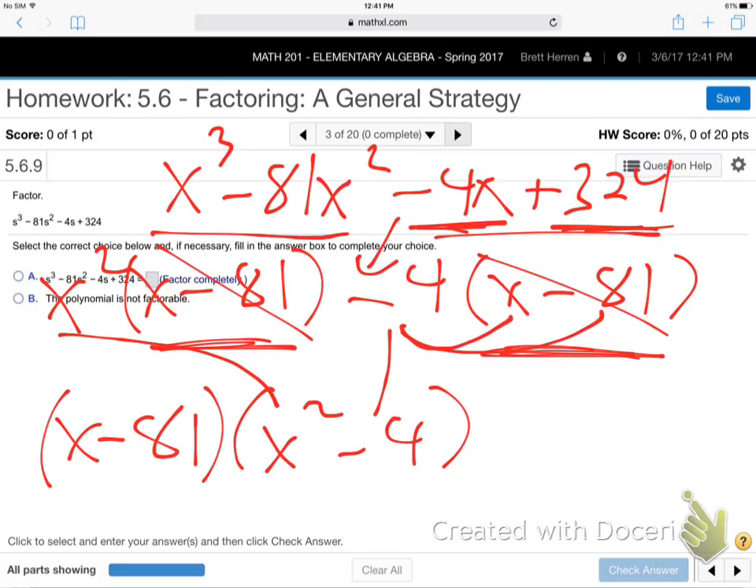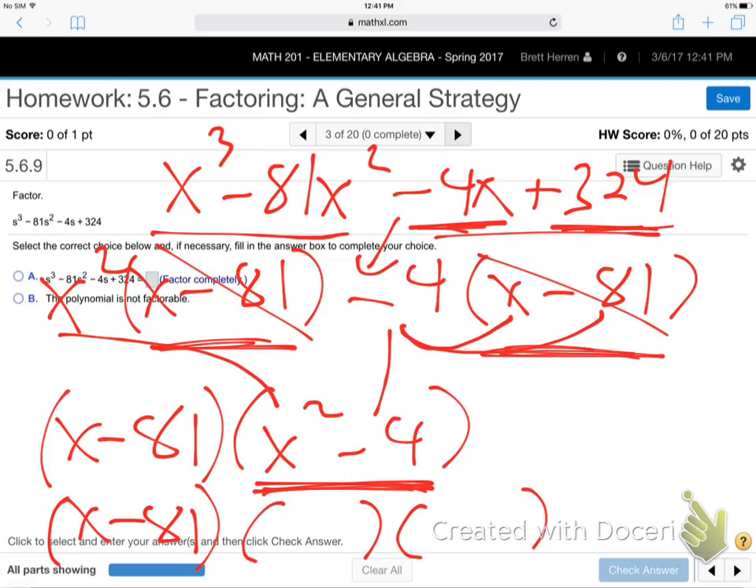We have one more step. This guy's saying, I'm a higher power, and I got a minus sign. I want to break down again. The x minus 81, he'll be part of the answer, but he's not going to break down. He's not x squared. But the x squared minus 4, yeah, he'll break into x plus 2, x minus 2. There's the answer. That was a hard one.